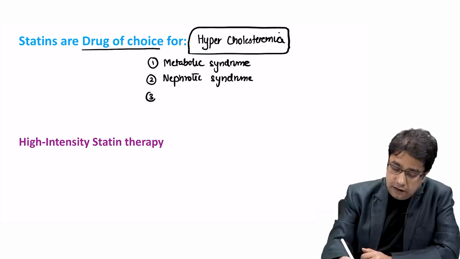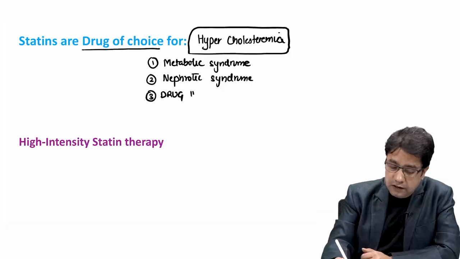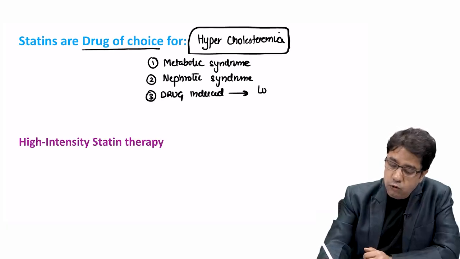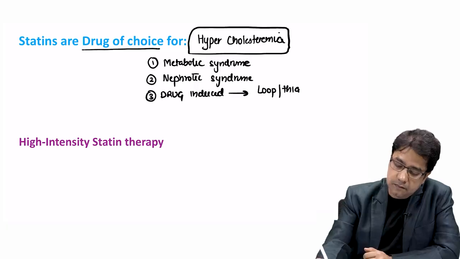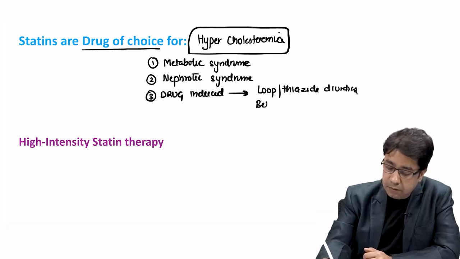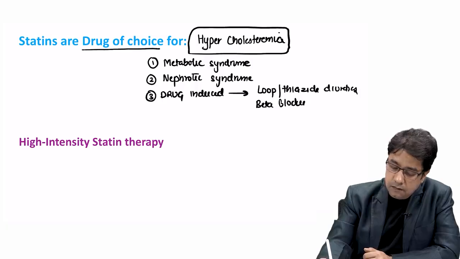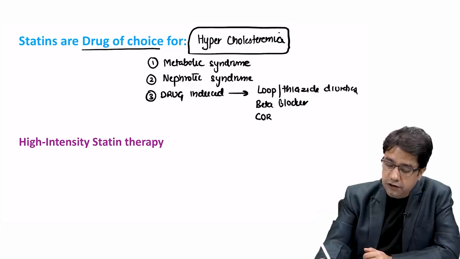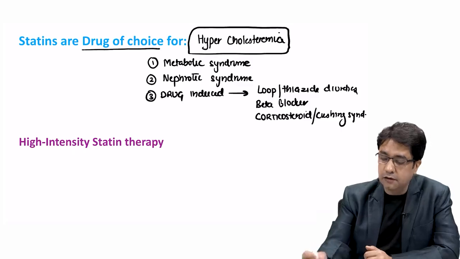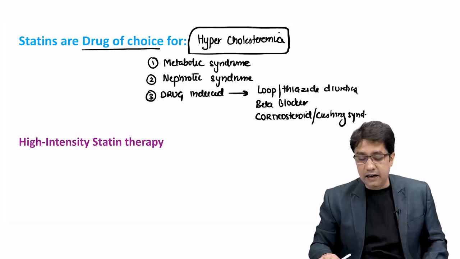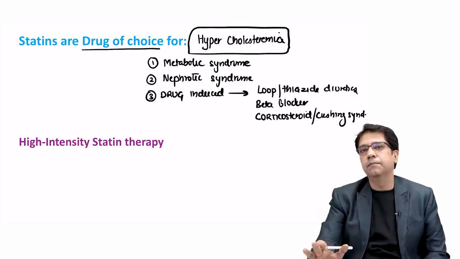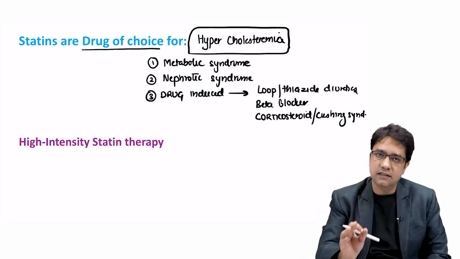Third cause is drug induced. Now, which drug can increase blood cholesterol level? First, you will write loop and thiazide diuretics. Second is beta blockers. And lastly, corticosteroids. Corticosteroid, or you can write Cushing syndrome, when a person takes long-term intake of corticosteroid can lead to hypercholesteremia. Any cause of hypercholesteremia, drug of choice is statins.